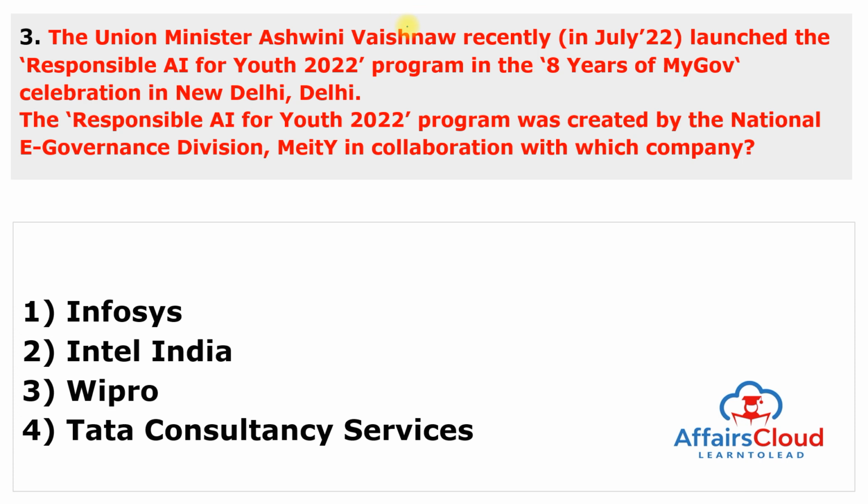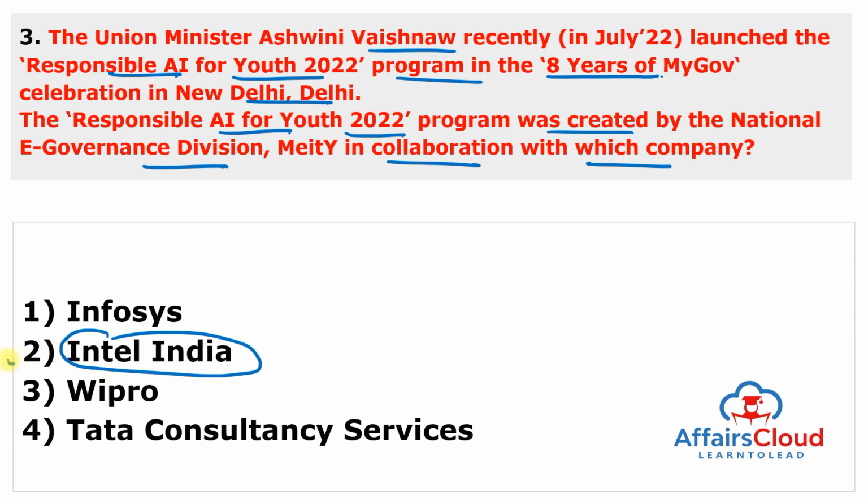Next question is Union Minister Ashwini Vaishnav recently launched the Responsible Artificial Intelligence for Youth 2022 program in the 8 years of My Government celebration in New Delhi. And the Responsible Artificial Intelligence for Youth 2022 program was created by National E-Governance Division under the Ministry of Electronics and Information Technology in collaboration with which company? And the name of the company is Intel India. So the answer of this question is second.